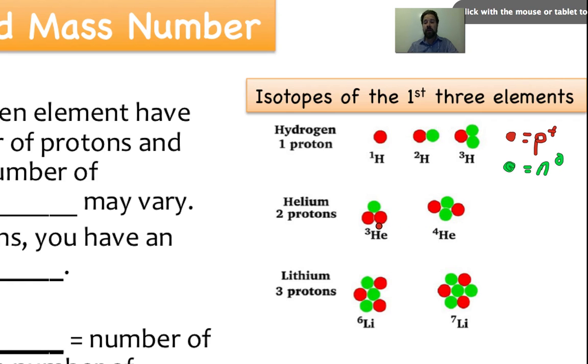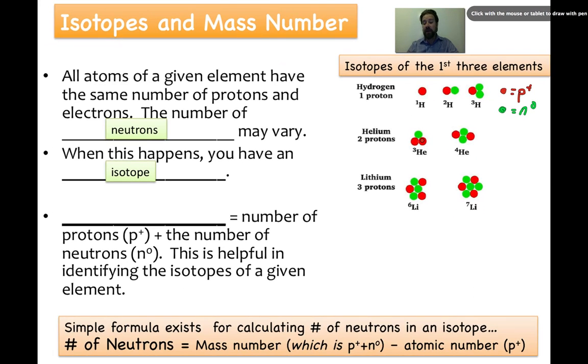Now, the neutron number, however, varies. So instead of having 2, this one just has 1. And this one has 2 protons and 2 neutrons. So these two are the isotopes of helium. Now, the other word from the heading is mass number.